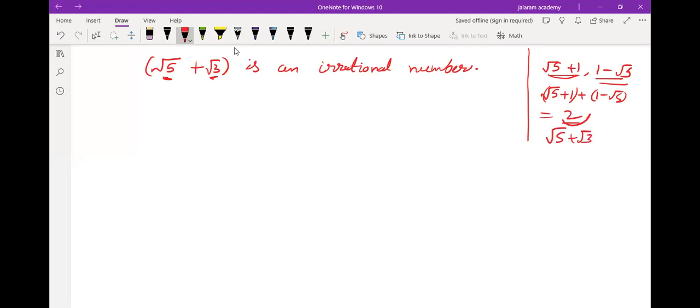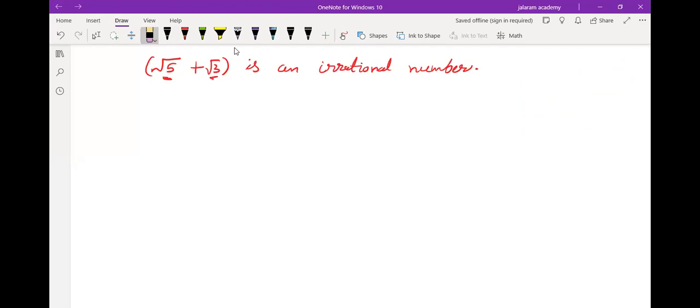Like this, root 5 plus root 3 is an irrational number. But how to prove that root 5 plus root 3 is an irrational number? This is the main problem for the students. Though it's very easy, and we will use the result that root 5 is an irrational number for this. Whenever you have to prove that root 5 plus root 3 is an irrational number, either we have to use root 5 is an irrational number or we have to use root 3 is an irrational number.